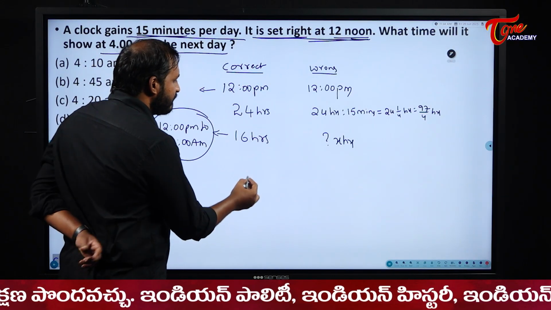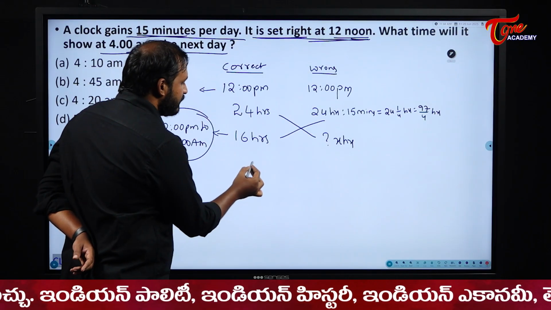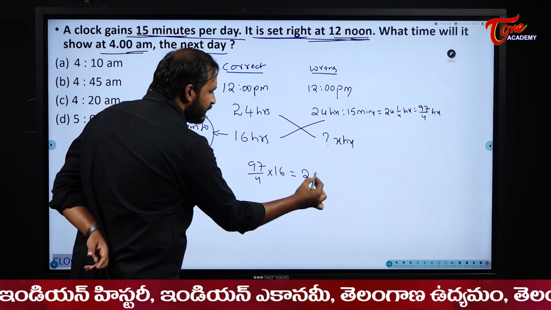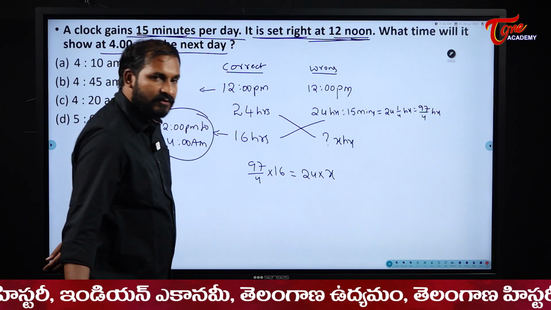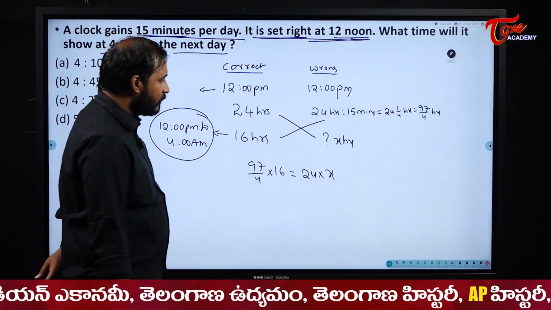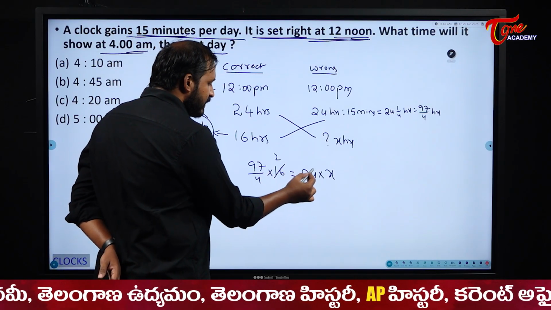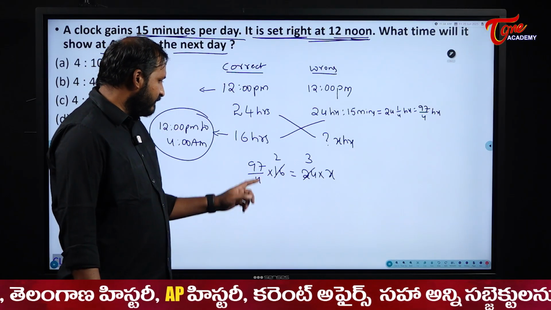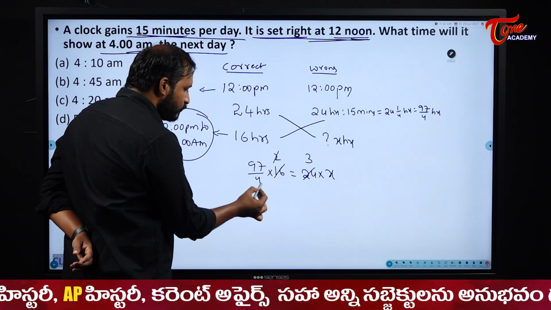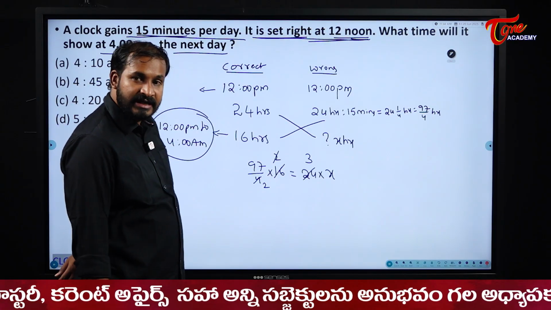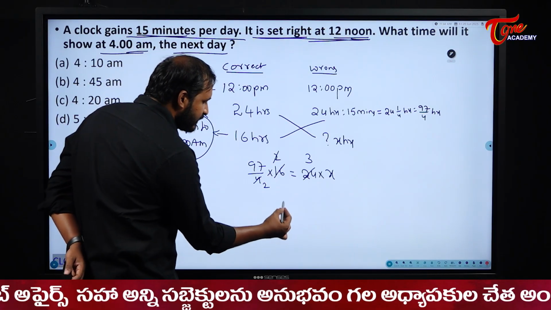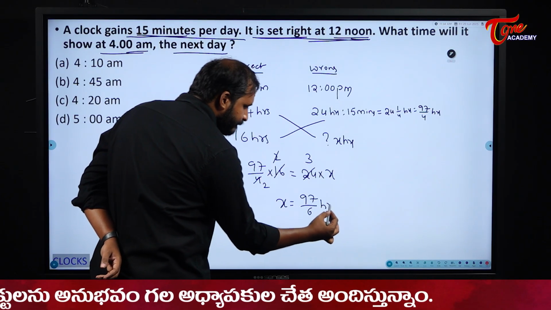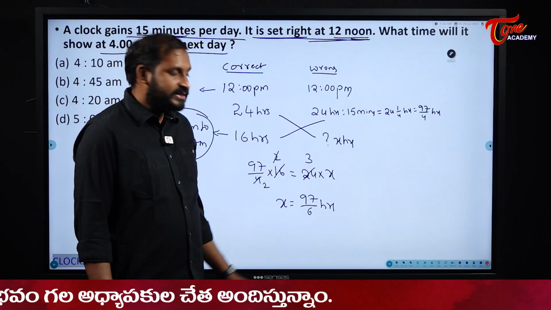Now cross multiply it. That means what will happen when I cross multiply it? 97 by 4 into 16 is equal to 24 into x. Now in the 8 table, 8 2s are 16, 8 3s are 24. Can we further cancel it? Yes, 2 1s are 2, 2 2s are 4. Right? Is there any other choice? No, we don't have any other choice. So x is equal to what here? 97 by 6 hours.